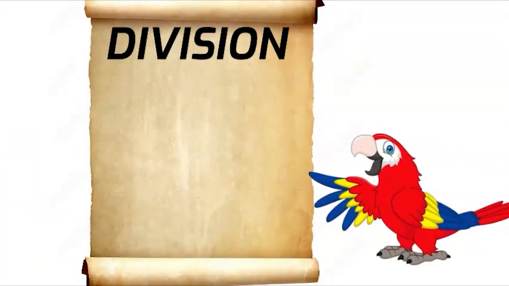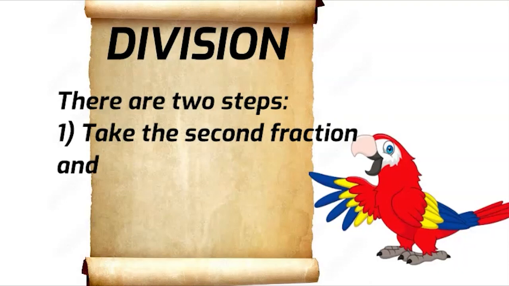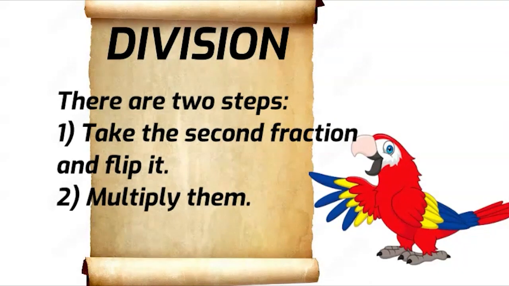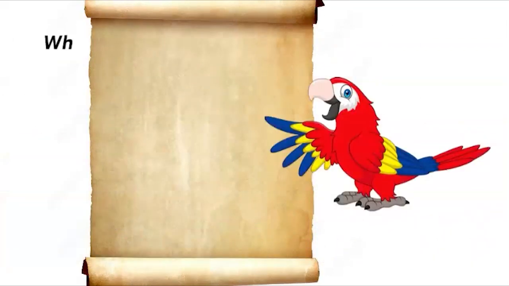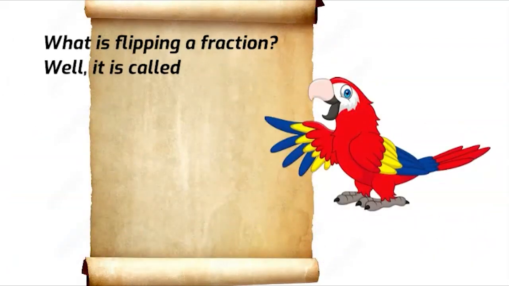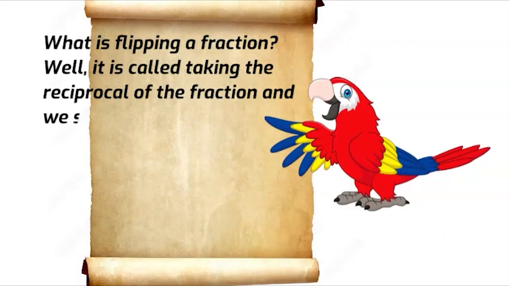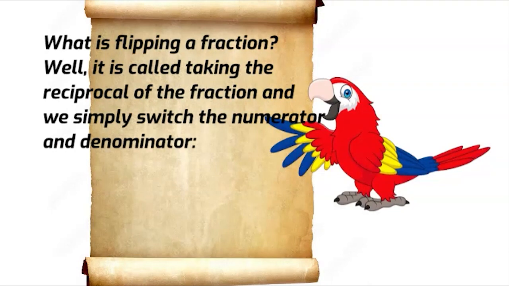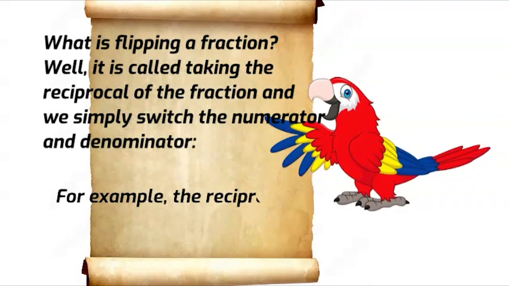Our last operation is division. Here, there are 2 steps. First, take the second fraction and flip it. Then, multiply them. Sounds easy enough. But, what is flipping a fraction? Well, it is called taking the reciprocal of the fraction, and we simply switch the numerator and denominator. For example, the reciprocal of 2 over 9 is 9 over 2.